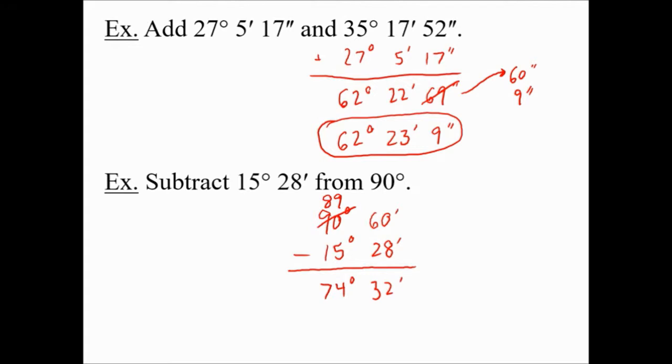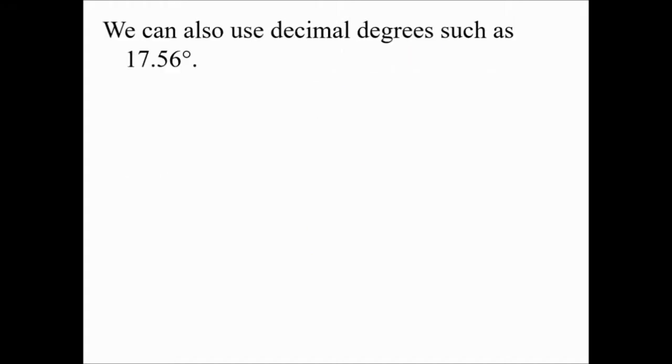Now, it's also possible to represent a portion of a degree using decimals. So we can also use decimal degrees, such as 17.56 degrees, which certainly seems like an easier way to work with portions of a degree. I'm not going to disagree with anybody on that. But we do want to talk about how to convert back and forth between these.